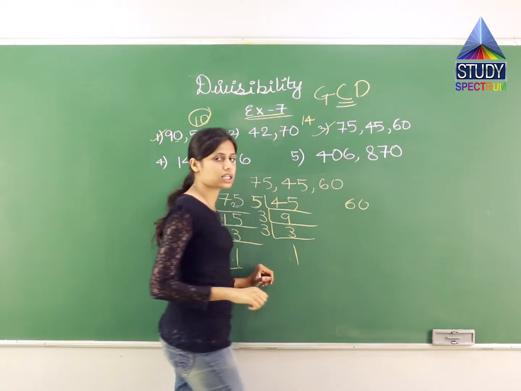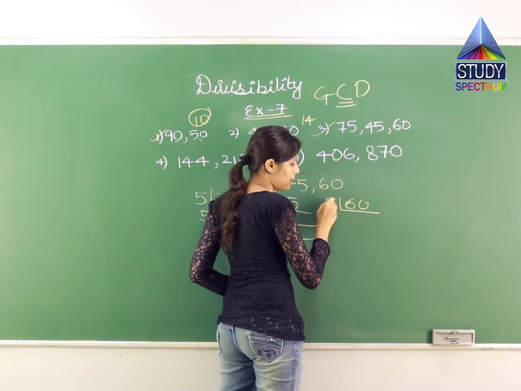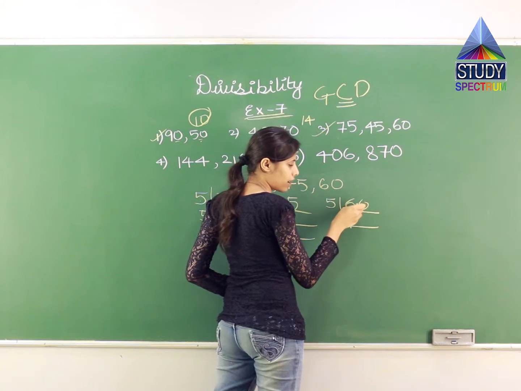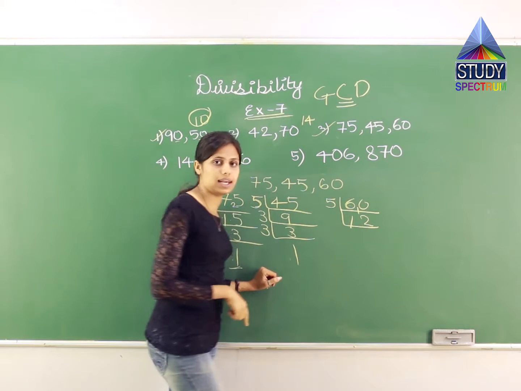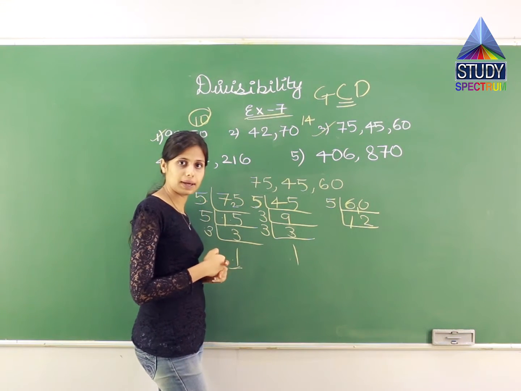again 60 को देख के मुझे लगता है कि this can be divided by 5. So let us divide it by 5. When I divide it by 5, I get 5 1s are 5, but over here I have 6, so 6 minus 5 gets me 1. So 5 2s are 10. I got 12. 12 किसके टेबल में आता है? 2 के टेबल में आता है.